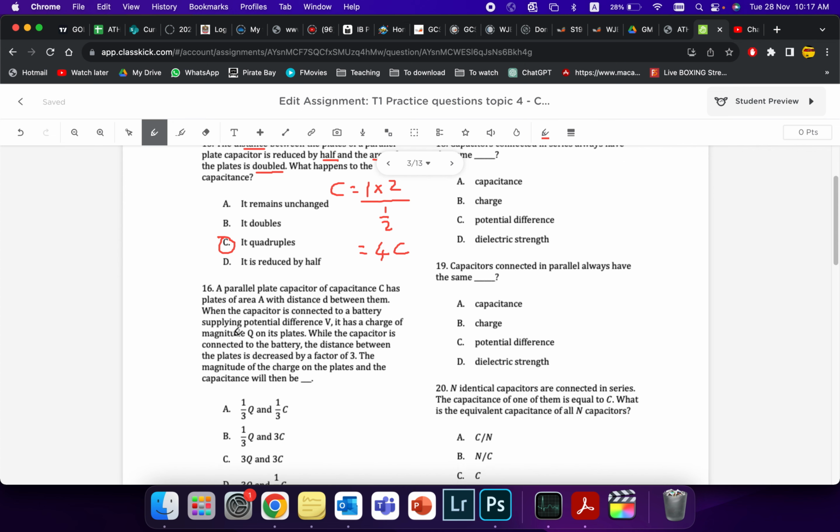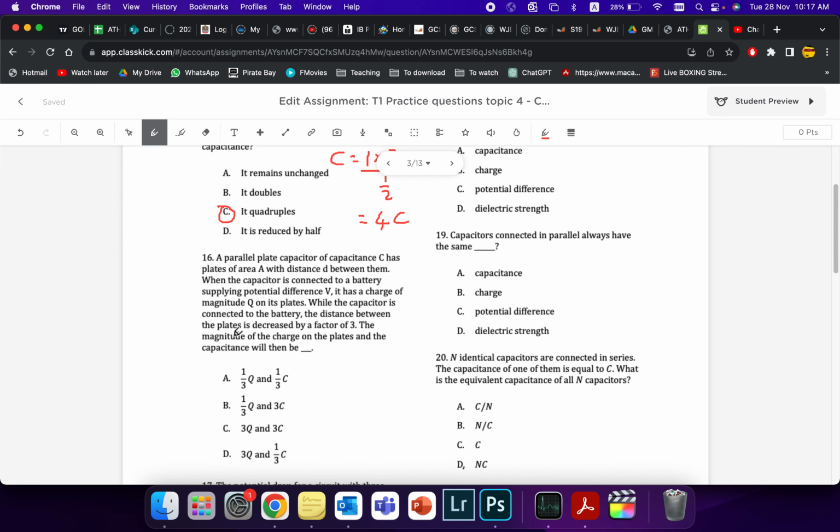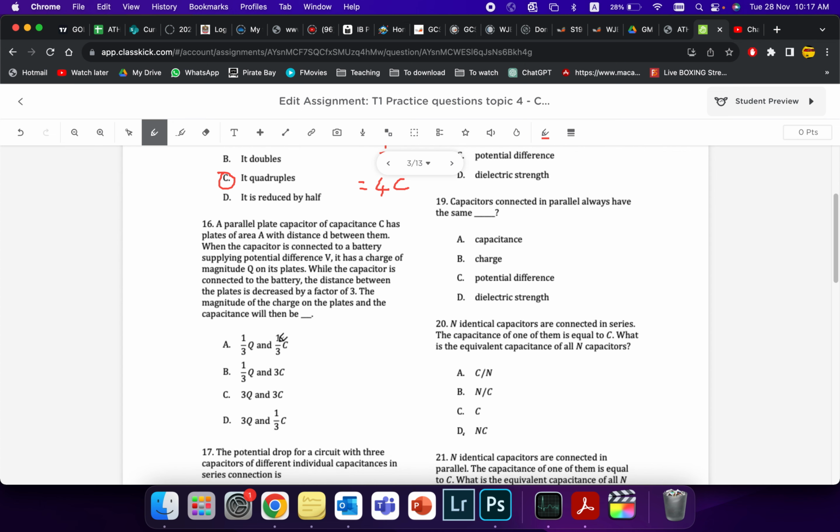There we go. A parallel plate capacitor has a charge of Q. When the capacitor is connected, the distance is decreased. What's the magnitude of the charge on the plates and the capacitance? Okay, so basically what we're going to do is see what will change as a result. I have decreased the distance, so C equals 1 times 1 divided by 3, not 3, 1 over 3, because I've decreased it. That becomes 3C. So my capacitance has increased.